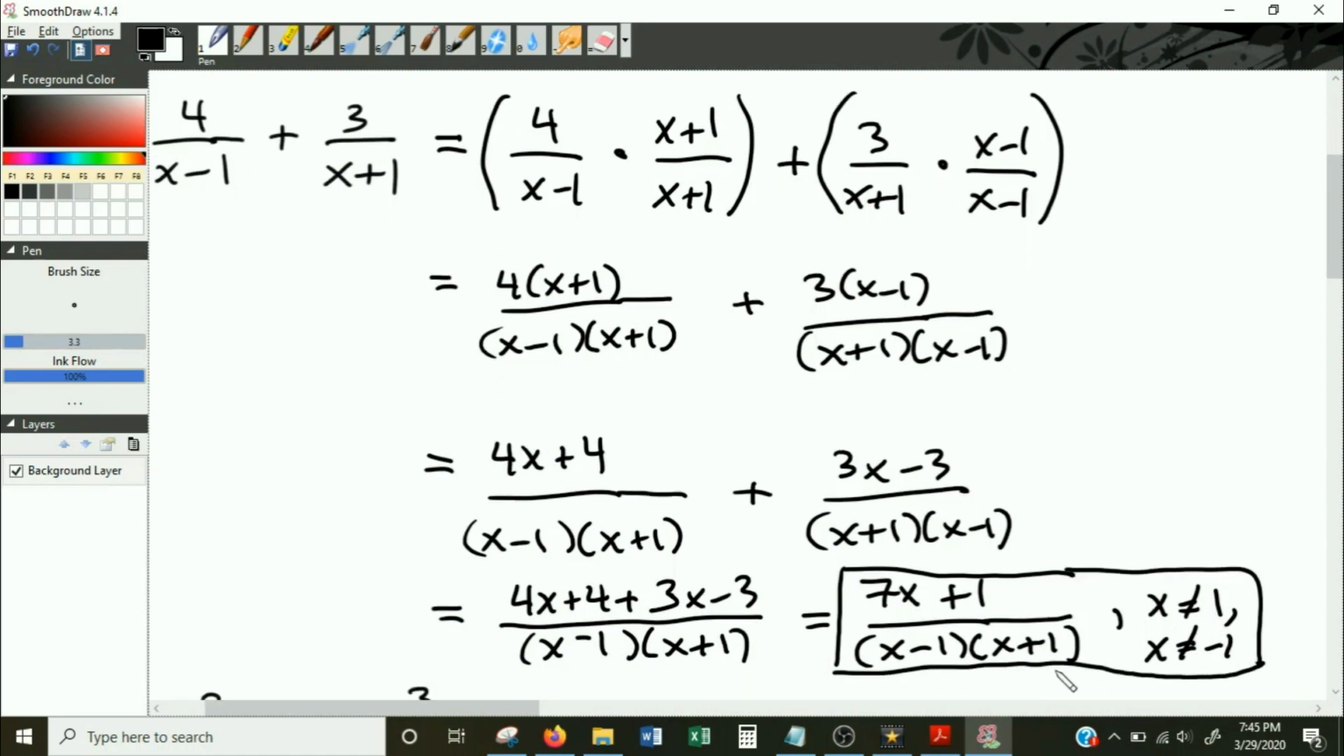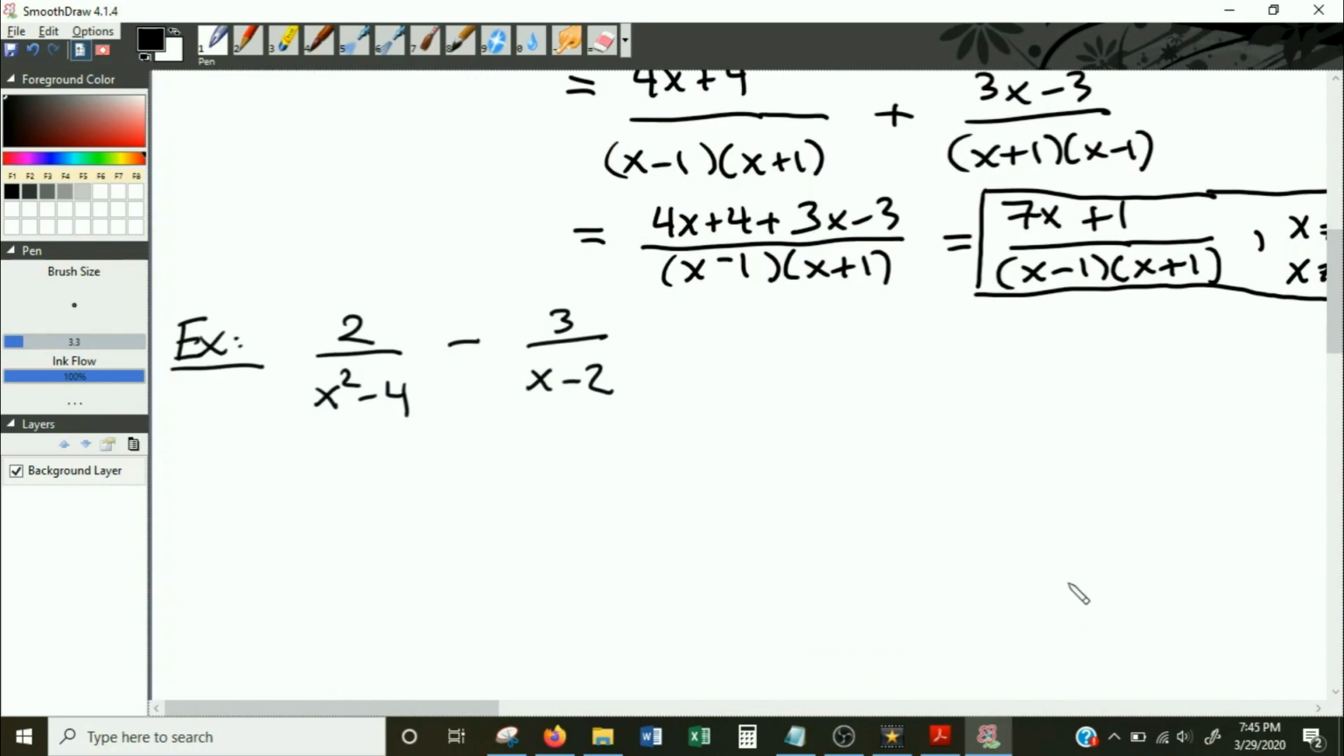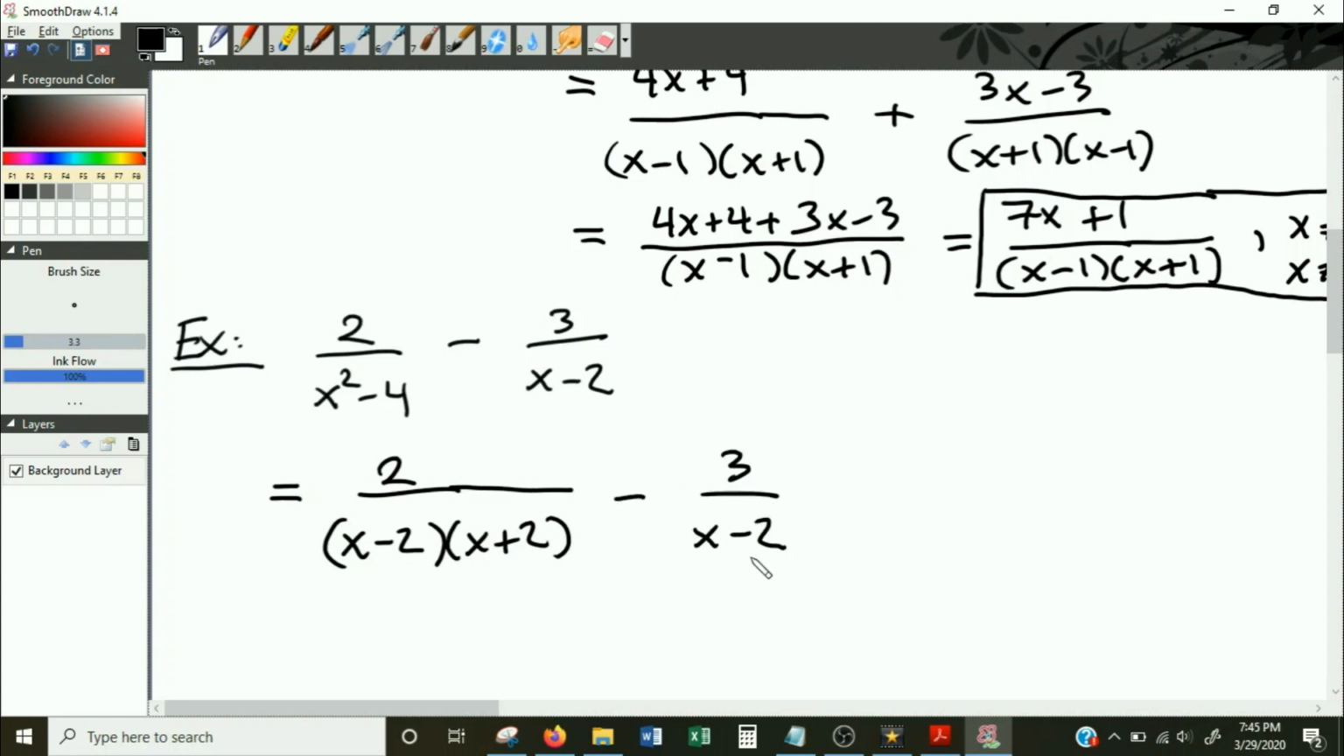All right, so let's move on to the next one, example 2. In this one we have 2 over x squared minus 4 minus 3 over x minus 2. So the first thing we want to do is get the denominators as simplified as possible so that we can see which least common denominator we're going to get. So what I mean by that is we'll factor the bottom of the fraction with the 2, so it's going to be 2 over x minus 2 times x plus 2, because x squared minus 4 is the difference of squares. And then we still have minus 3 over x minus 2.